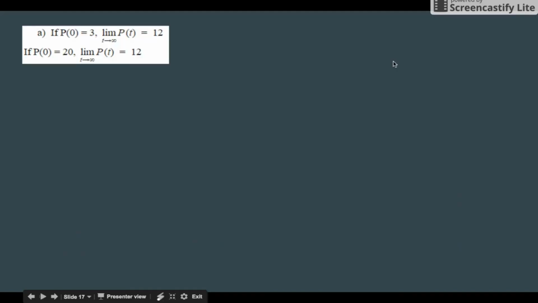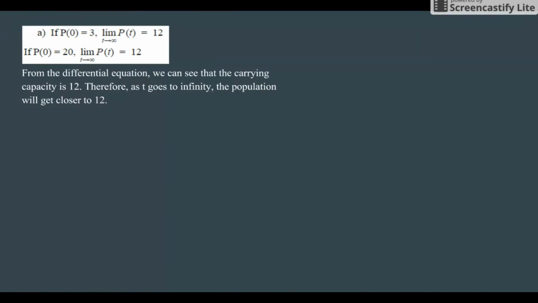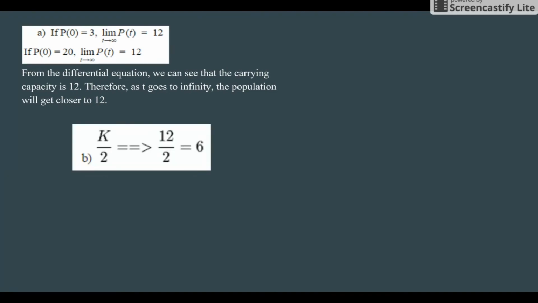For part A, we know that P of 0 is equal to 3, and the limit as t goes to infinity of P of t is equal to 12, and the same goes for P of 0 equals 20. This is because from the differential equation, we can see that the carrying capacity is 12. So as t goes to infinity, the population will get closer to 12. For part B, we know that the carrying capacity is 12 already, so we know that K over 2 is equal to 6. Therefore, we know that the population is growing the fastest when P equals 6.